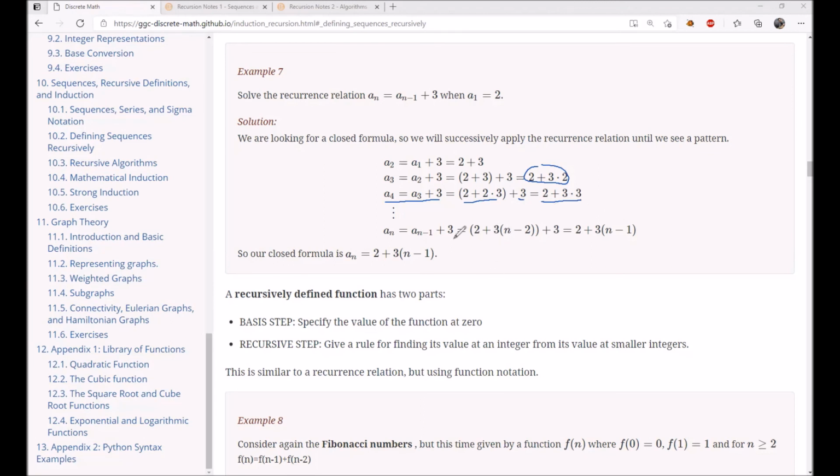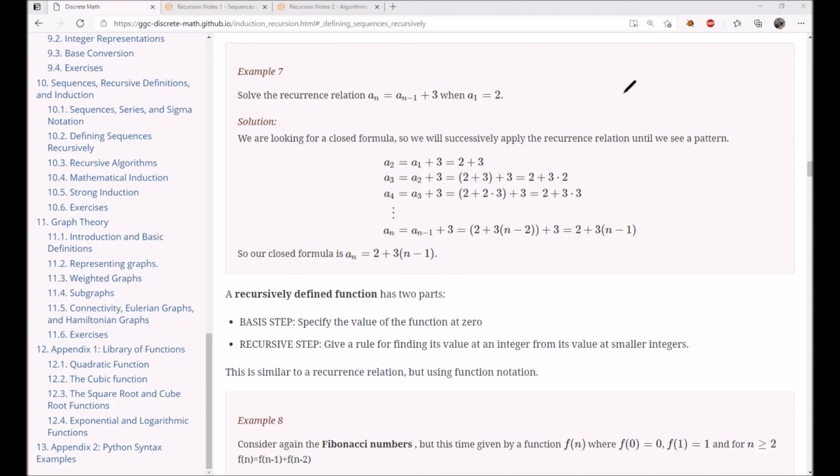So in general, what we're going to get for AN, that's going to be AN minus 1 plus 3, but this turns into 2 plus 3 times N minus 2. That N minus 2, notice what happens with these two terms and in this term. And then we have the extra 3 added. So in general, this is going to turn into 2 plus 3 times N minus 1. And this is the closed form solution to the recurrence relation. AN is going to be 2 plus 3 times N minus 1.